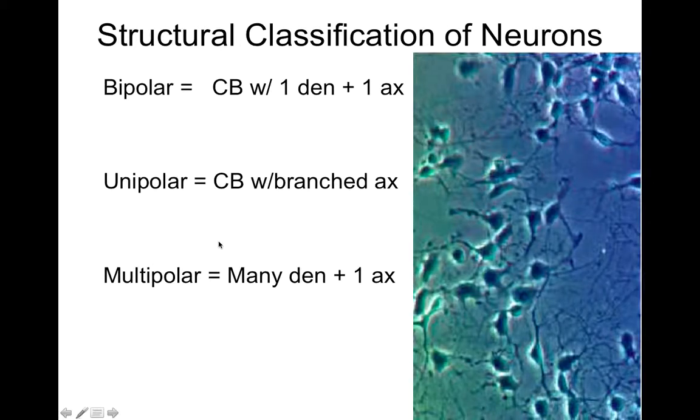Structural classifications of neurons continued. Well, we've got bipolar neurons. And the bipolar neurons have a cell body with a dendrite and an axon. Bipolar neurons we find in special senses like the eyes, ears, and nose.